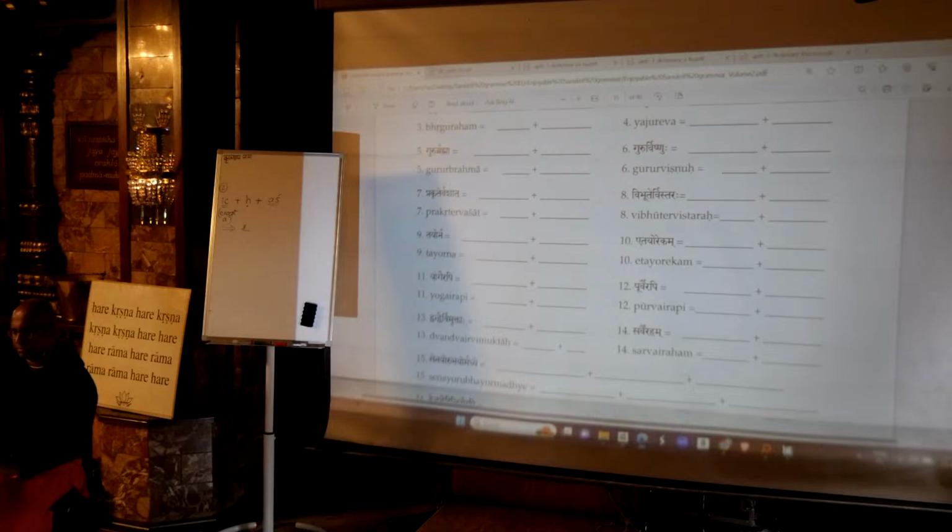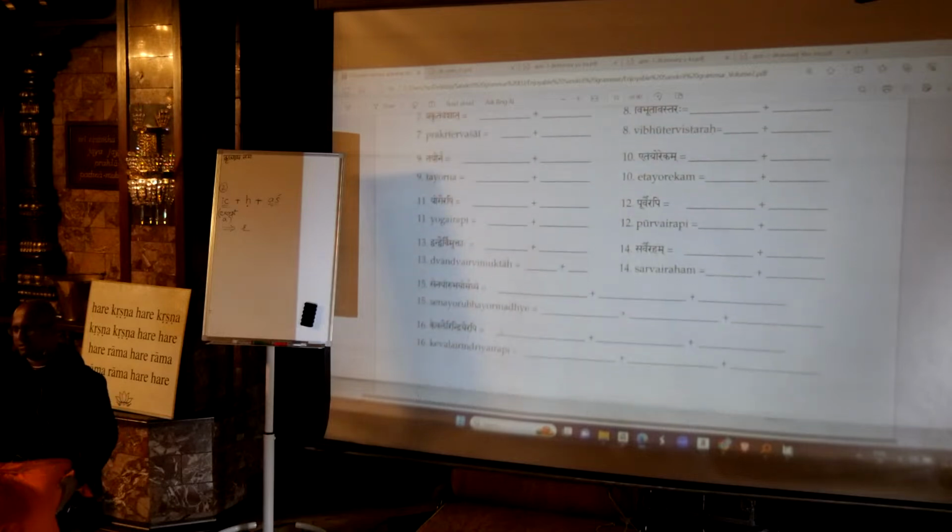Dvandvair vimuktaha. Very nice. Sarvairaham. Sarvaihi aham. Senayor ubhayor madhe. Who wants to tell? Senayor ubhayor madhe. Very nice. Senayoho ubhayoho madhe. Ubhayoho means both, senayoho means armies, madhe, between the two armies. Arjuna is saying, Senayor ubhayor madhe ratham sthapaya me achyuta. Oh Achyuta, please take my chariot in between the two armies. So that is senayor ubhayor madhye, this way.